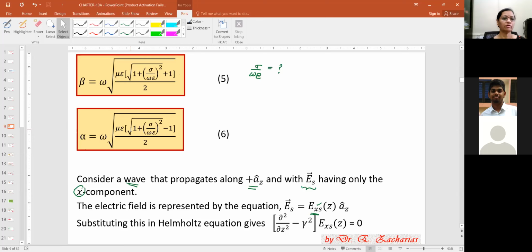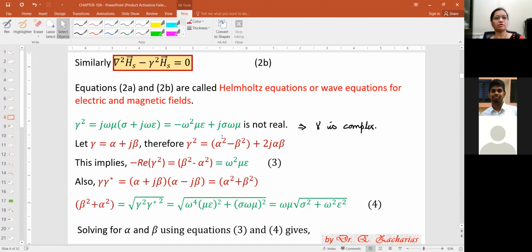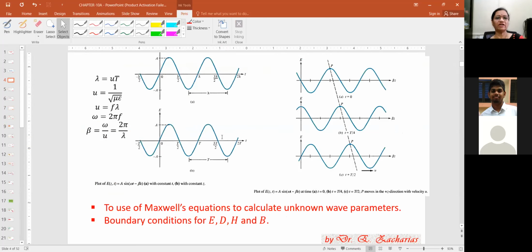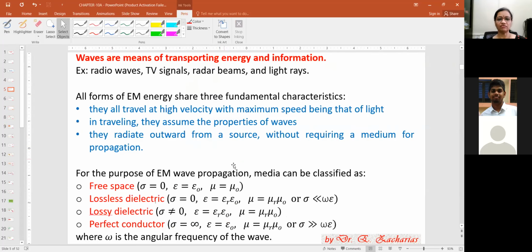Mahendra Reddy, what is the meaning of alpha being 0? Alpha being 0 means no loss, lossless. Okay, that is why we wrote this condition. At the beginning of this chapter, we had written the conditions like this. Remember these 4 conditions that we had written? When we wrote the constitutive parameters, along with them we wrote sigma much less than omega epsilon for lossless, and sigma much greater than omega epsilon for a perfect conductor. So this condition is coming from there.